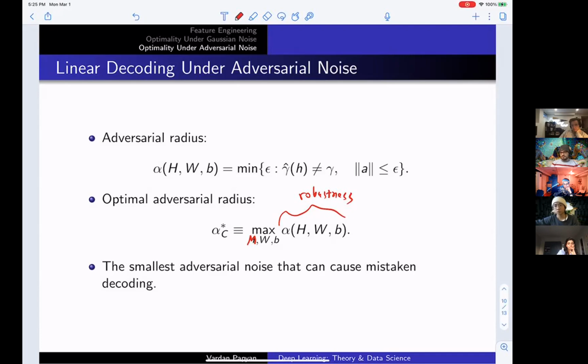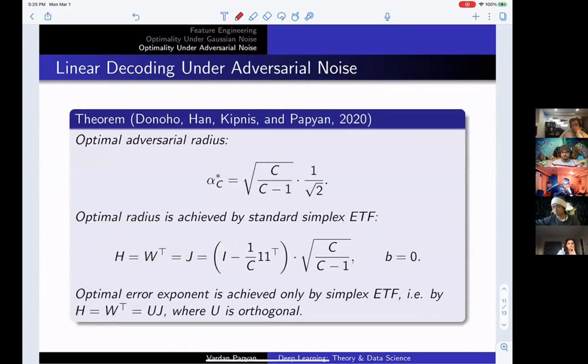So why is any of this interesting? Because you can show that the optimal adversarial robustness is achieved if you choose your classifier to be a simplex ETF, and if you choose all your features or your class means to be a simplex ETF as well. So basically, if you are trying to optimize your adversarial robustness, then you should tend to neural collapse.